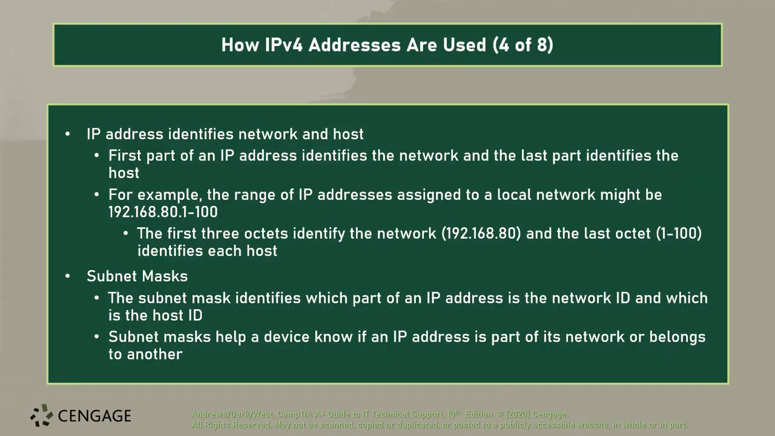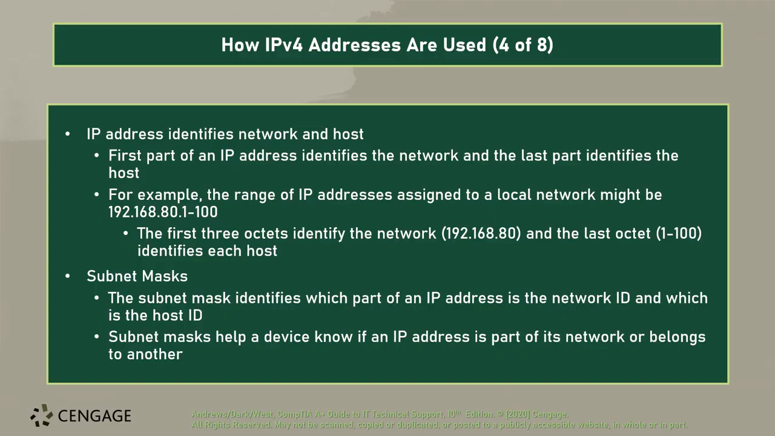Now, the first part of an IP address is going to identify the network and the host. When we look at IPv4, for instance, those 32 bits are traditionally going to be broken up and identified by a subnet mask that gives us what's called a CIDR notation. So here, let's take a look at our example, 192.168.80.1 through 100. This is a range of IP addresses that's assigned to a local network.